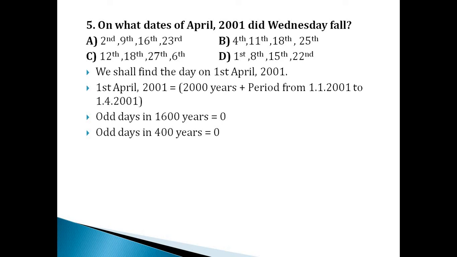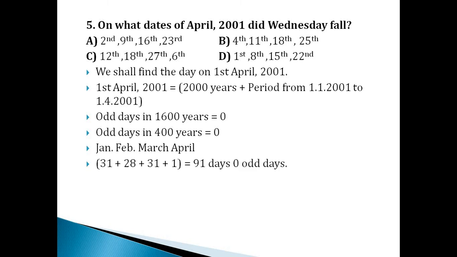And after that, January, February, March, April. We should consider those days now. So January will have 31 days. February will have 28. March will have 31. April will have 1 day. April 1st. Okay. So we are considering up to April 1st. So if we add all those days, we will get 91 days. And if we divide 91 by 7, we get 13 weeks and 0 odd days. So 91 is divisible by 7. So we get 0 odd days.